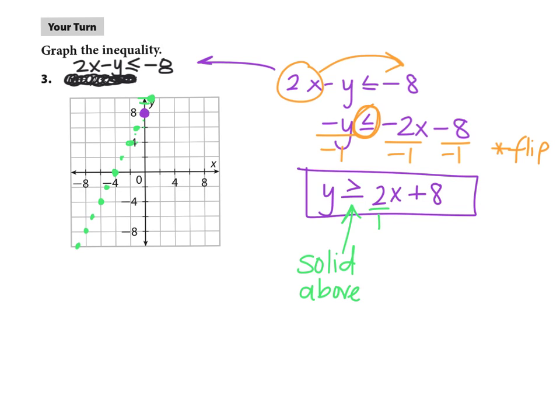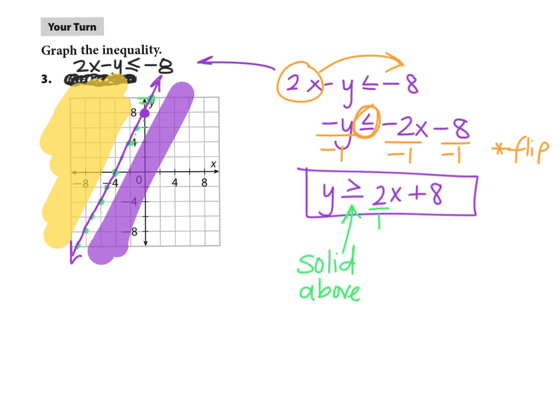This time it's solid, which means I can connect all of them. I don't have to skip and make it dashed. I can make it a solid line like we're used to. And this kind of gets tricky for people, so just watch what I'm going to do here. You can put your pencil down. Above or below. So I've got my yellow side, then I've got this purple side.